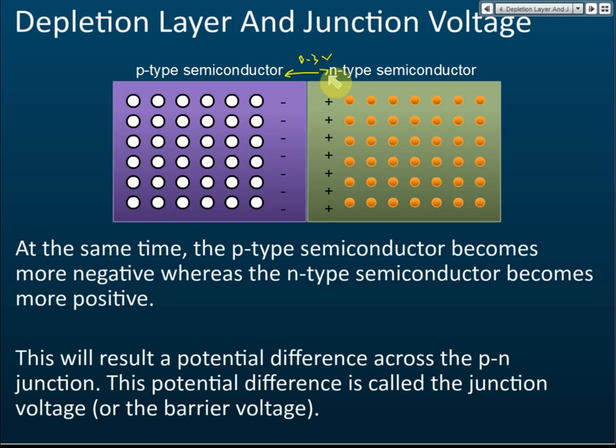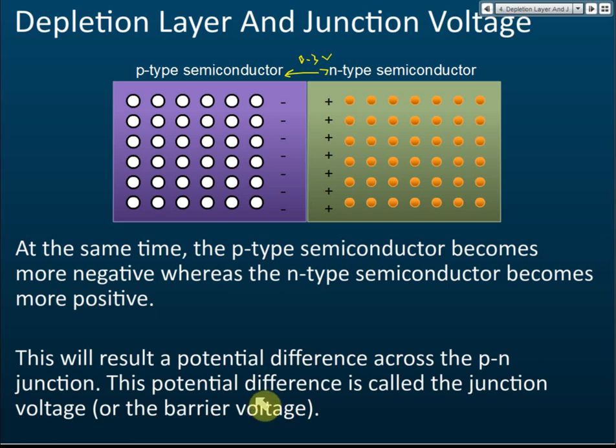So the potential difference that is generated here is called the junction voltage. This 0.3 volt is called a junction voltage because it occurs at the p-n junction. Sometimes it is also called a barrier voltage. So that is the depletion layer and the junction voltage. You don't need to connect this to a battery or cell or whatever. You just join them together, and automatically it will happen.